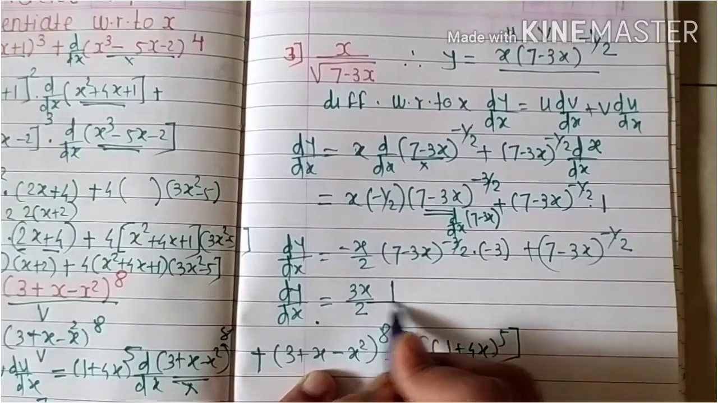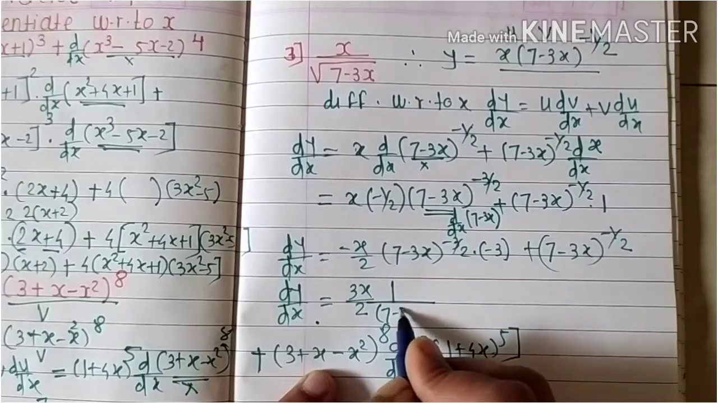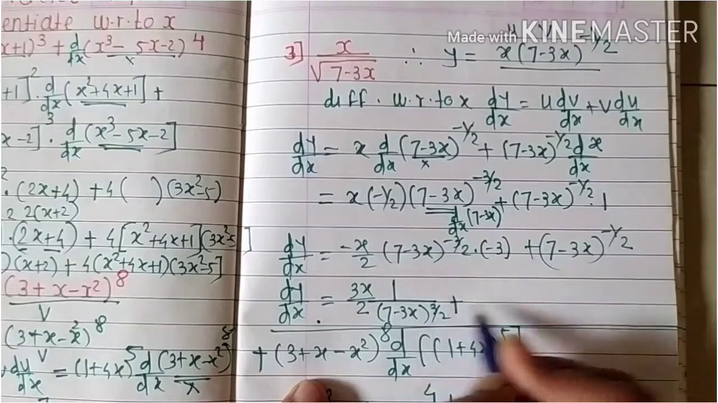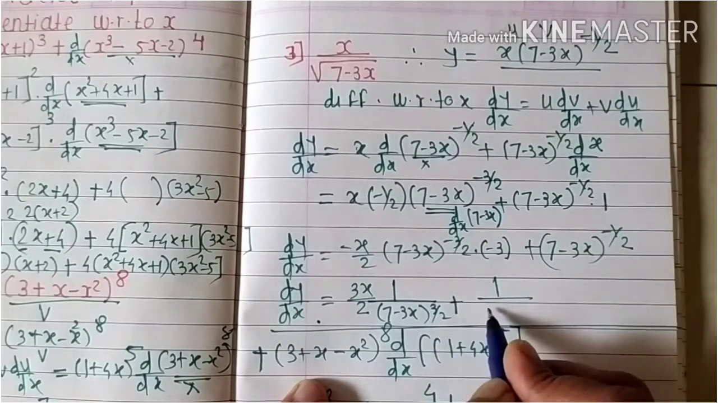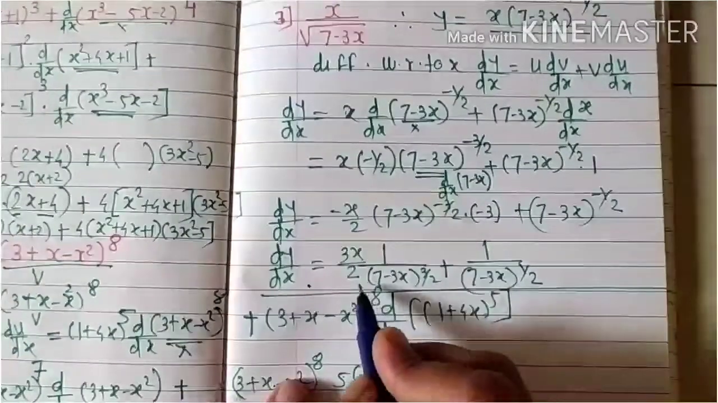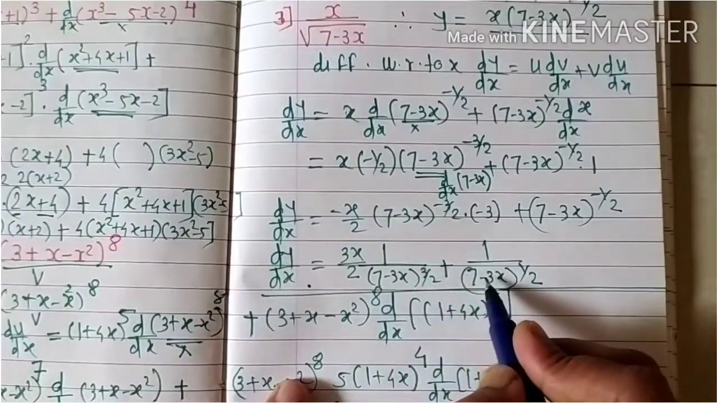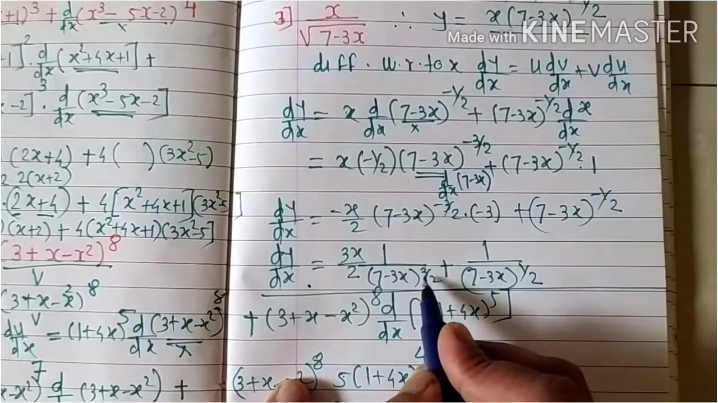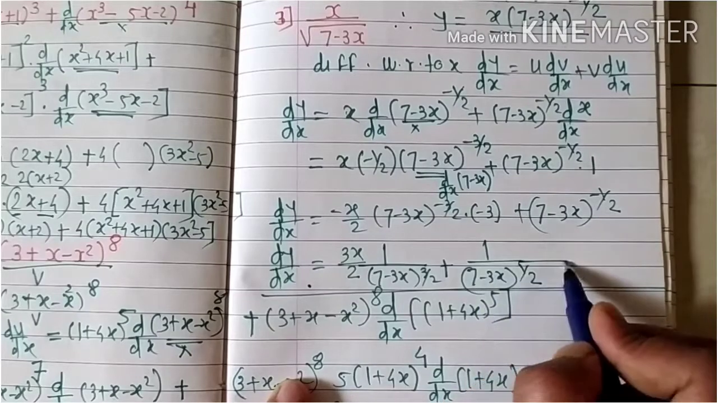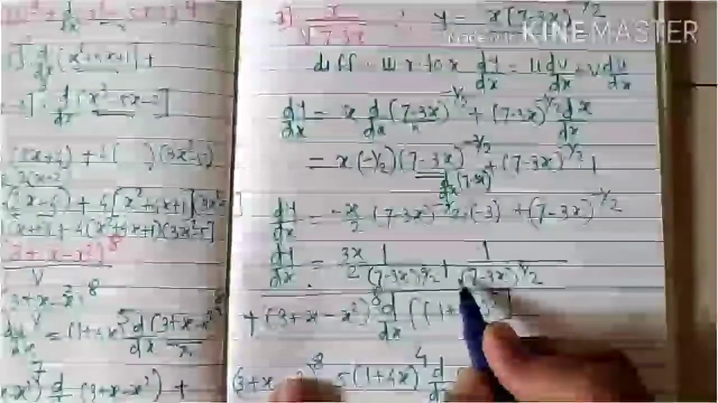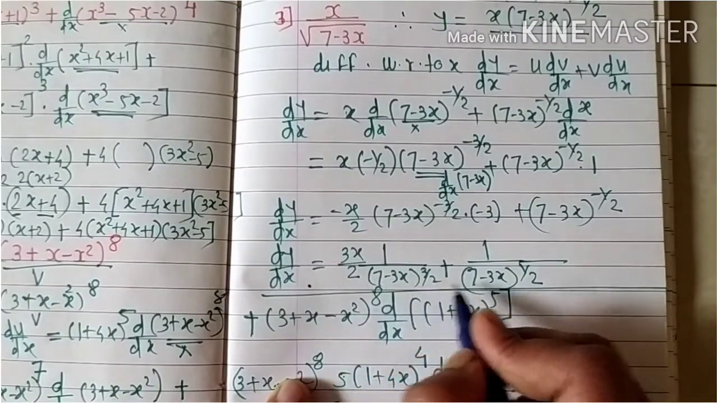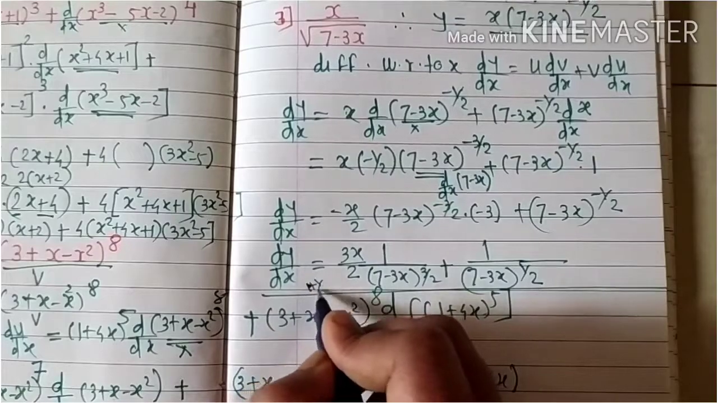taking it to the denominator, that is 3x upon 2 into (7 - 3x) raised to 3 by 2, and the second term is only 1 upon (7 - 3x) raised to power 1 by 2. Then here 2 into (7 - 3x) raised to 3 by 2 and (7 - 3x) raised to 1 by 2. In order to make the same denominator, here we have to multiply the second term: in order to get 2 into power 3 by 2, we have to divide and multiply by 2 into (7 - 3x), that is 3 by 2, meaning 1 plus 1 by 2 power.